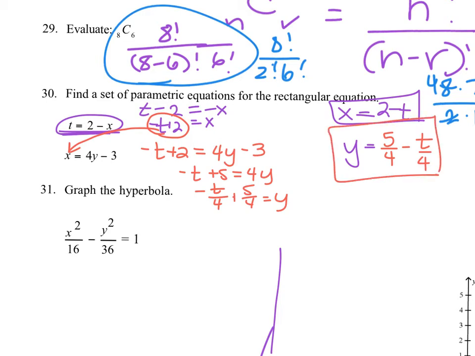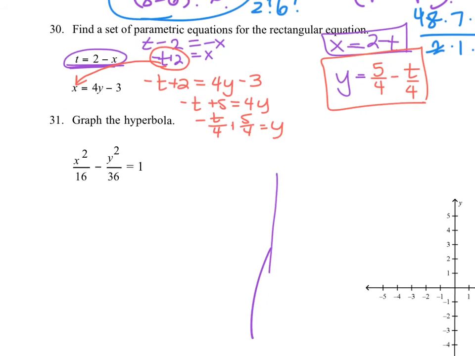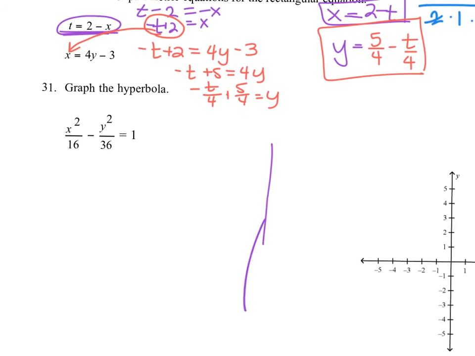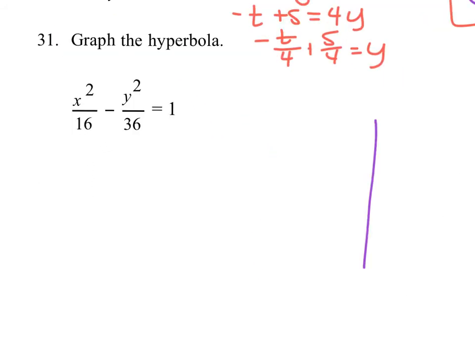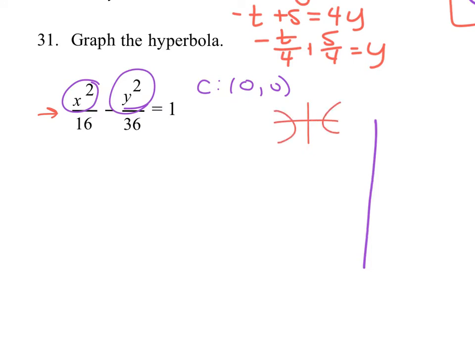So that's parametric equations. Number 31, graph the hyperbola. So remember with a hyperbola that whatever's with the x and the y, well, with any of the conics, would be your center. In this case, the center would be 0, 0. Whatever comes first in the hyperbola is the axis. That's going to be the major axis. So this is the x-axis. This is going to be a horizontal hyperbola.